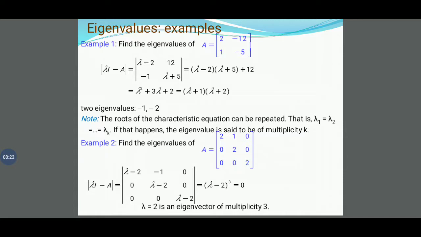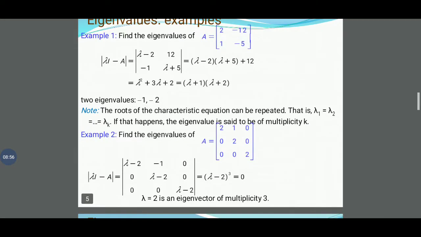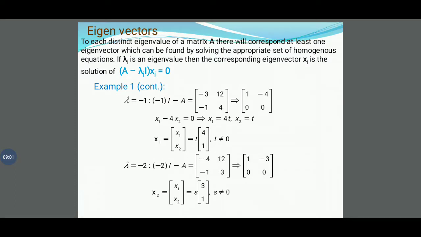To find lambda I minus A, just subtract the diagonal elements of A from lambda. We get lambda minus 2, lambda minus 2, lambda minus 2, and the remaining matrix as it is. After solving this, we get lambda minus 2 into lambda minus 2 into lambda minus 2, that is, lambda minus 2 whole cube is equal to 0. That means lambda is equal to 2 is an eigenvalue of multiplicity 3, that is, a repeated eigenvalue 2, 2, 2. Now we will move further to eigenvectors.